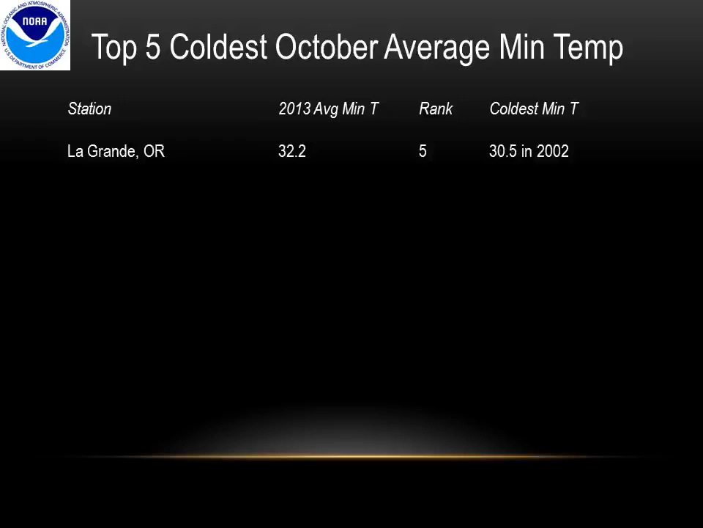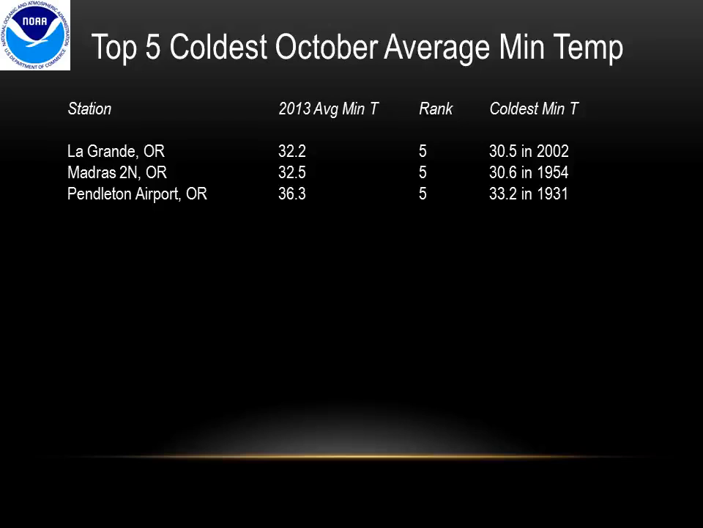La Grande, Oregon reported an average minimum temperature of 32.2 degrees. This was the 5th coldest average October minimum temperature on record. The coldest average minimum temperature for October is 30.5 degrees, set in 2002. A weather station 2 miles north of Madras, Oregon, reported an average minimum temperature of 32.5 degrees. This was the 5th coldest average October minimum temperature on record. The coldest average minimum temperature for October is 30.6 degrees, set in 1954.